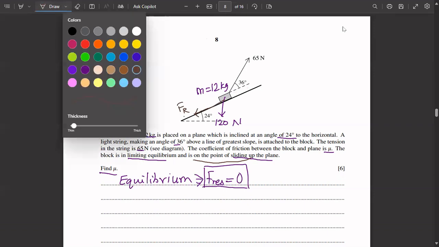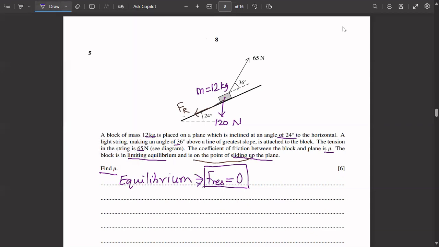So now first let's see what is the case with the 65 Newton force acting at 36 degrees. Because of this, one force will act to the right and one force will act upwards. Now let me erase this M, 12 kg. Now this arrow, I will transfer it here. So it will look something like this.